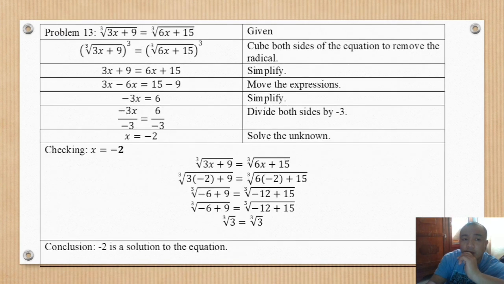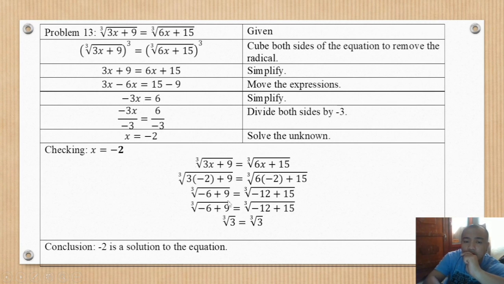We have also here problem number 13. Cube root of 3x plus 9 equals cube root of 6x plus 15. Okay, cube both sides of the equation to remove the radical. So 3x plus 9 equals 6x plus 15, you can now solve for x. 3x minus 6x equals 15 minus 9. Negative 3x equals 6, divide both sides by negative 3. x equals negative 2. Okay, we can now substitute the value of x in the original equation by negative 2.